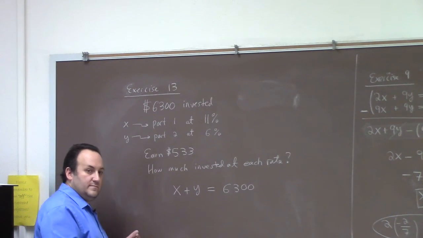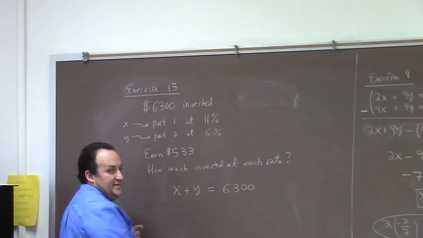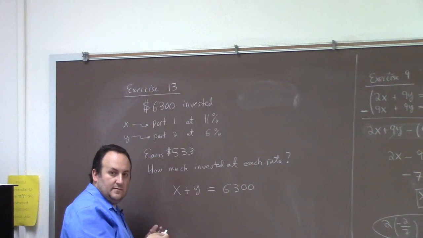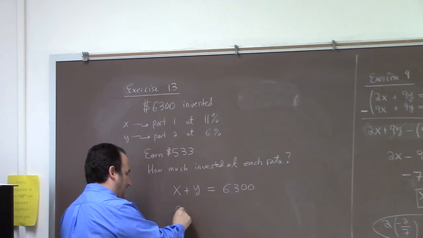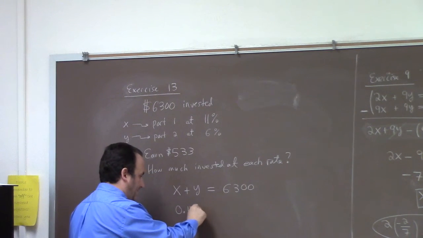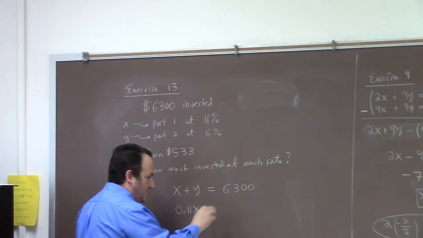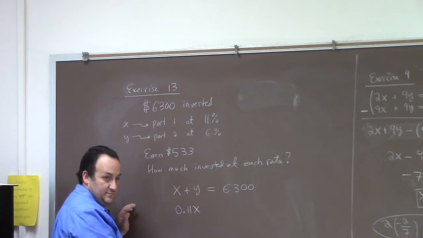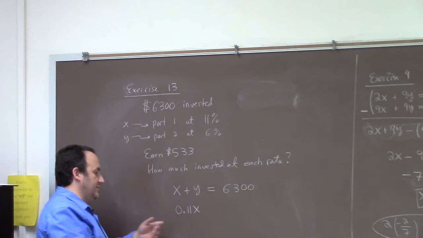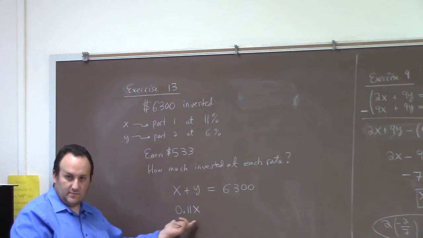So you've got to find a percentage. 11% is 0.11, right? So the percentage part, we have to find the actual amount of it. But we don't know what X is yet. All we know is that 0.11 times X is the amount of money the X part earns.